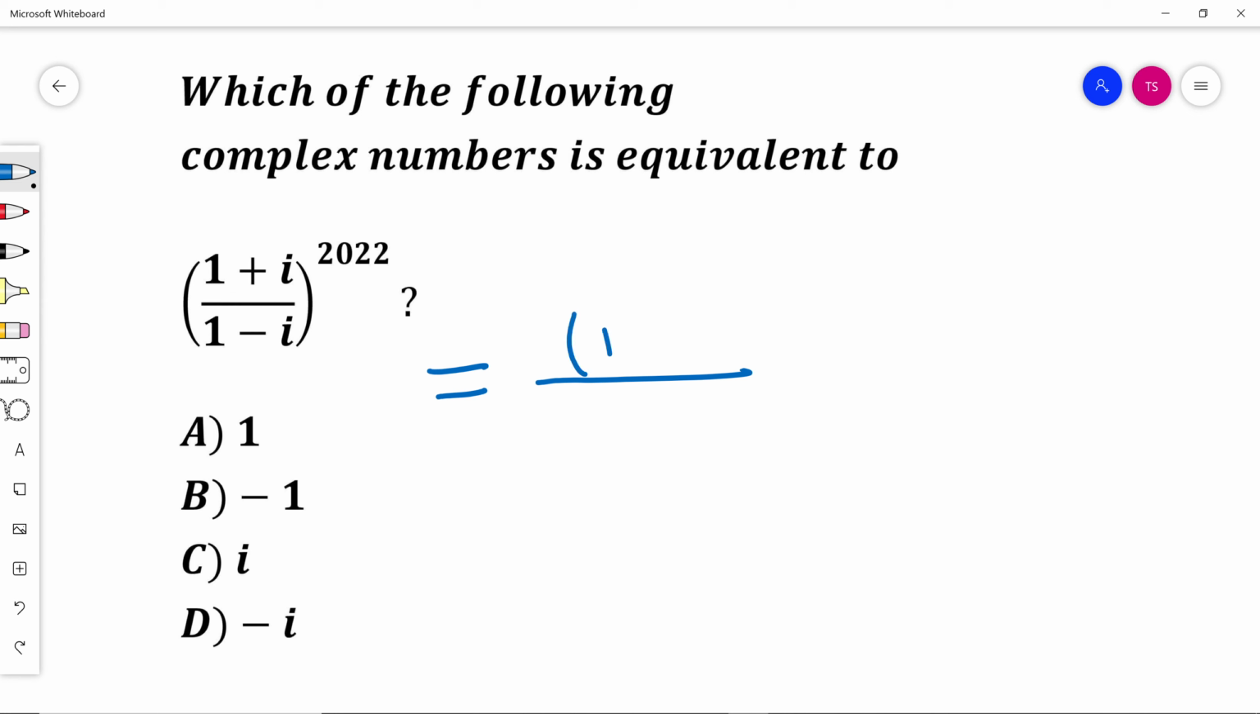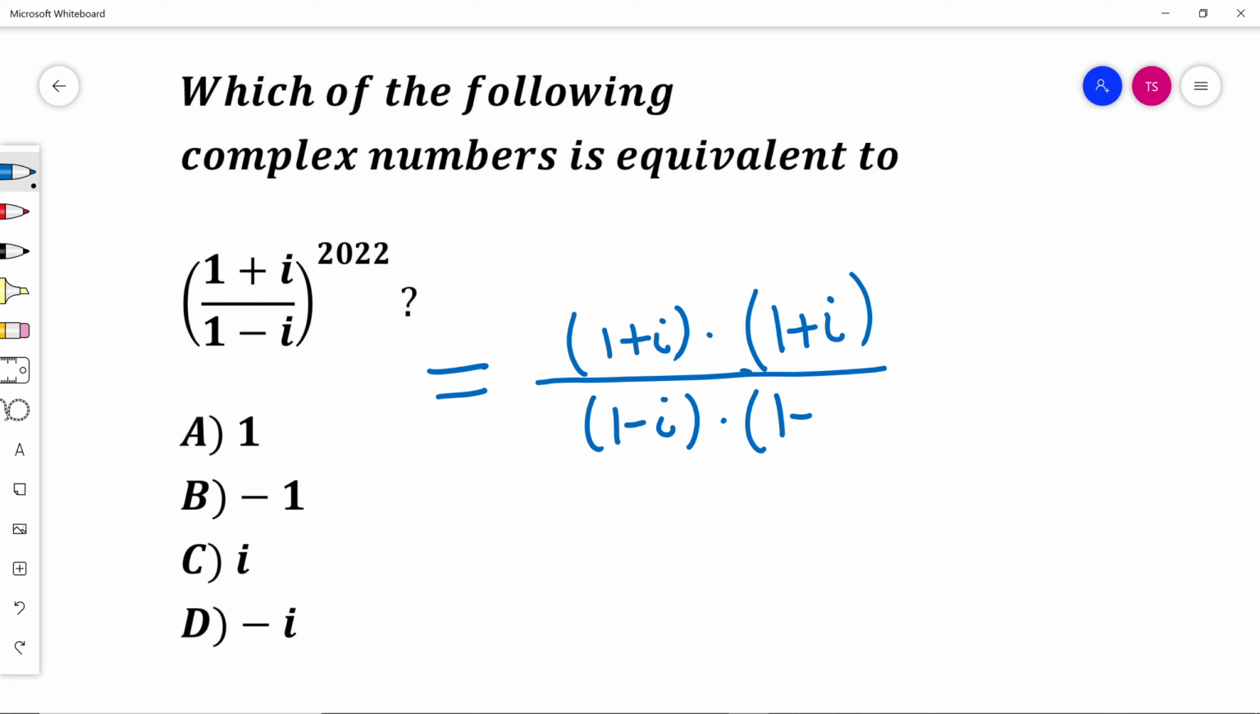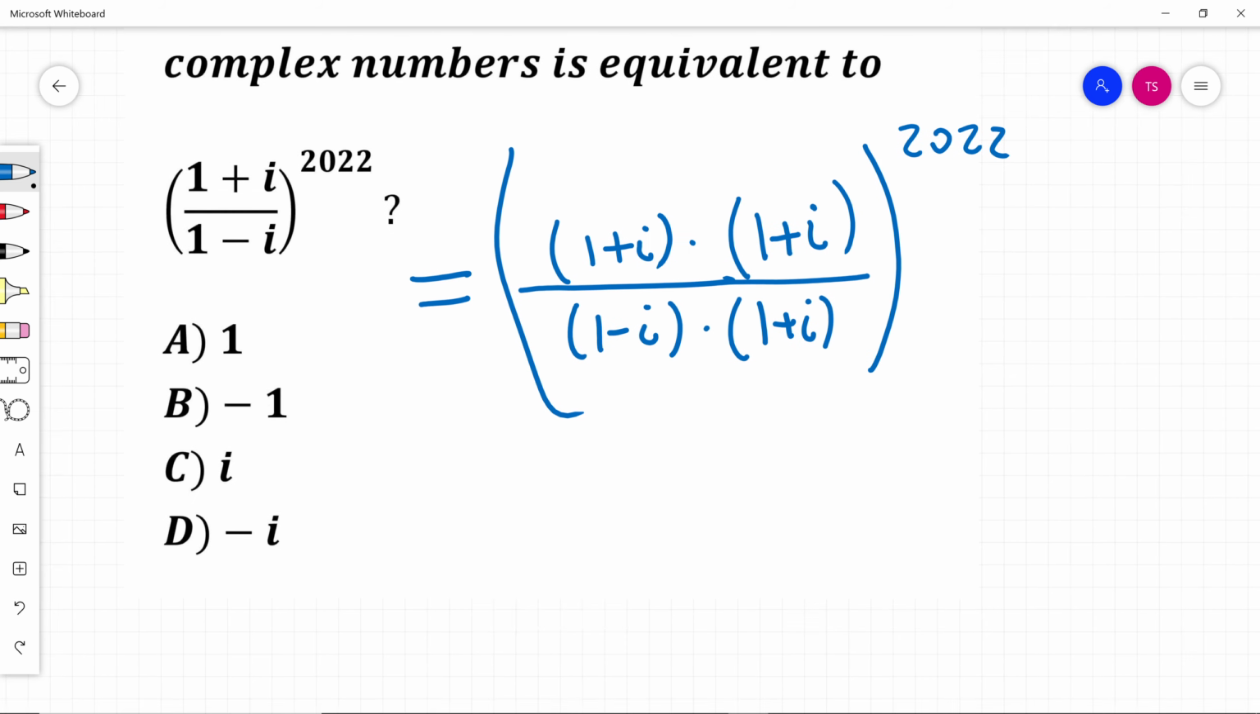So I have (1 plus i) divided by (1 minus i), and I will multiply numerator and denominator by (1 plus i), and all of this is to the power of 2022. Then, next step will be I will multiply brackets.